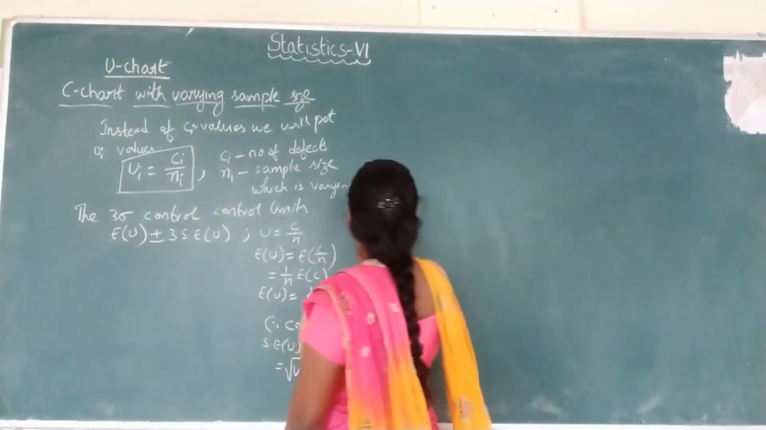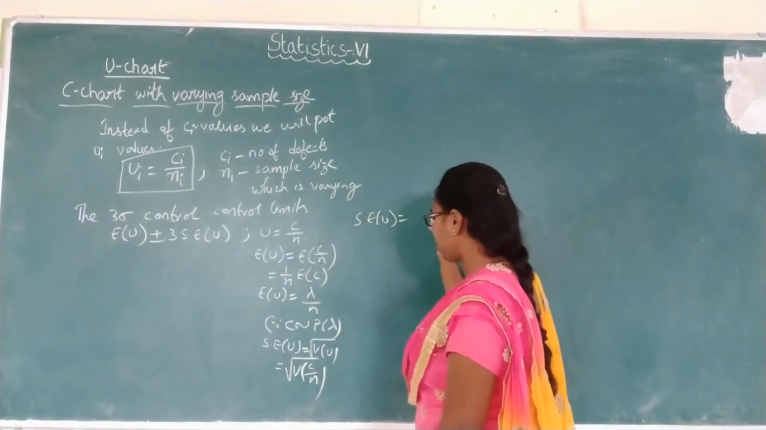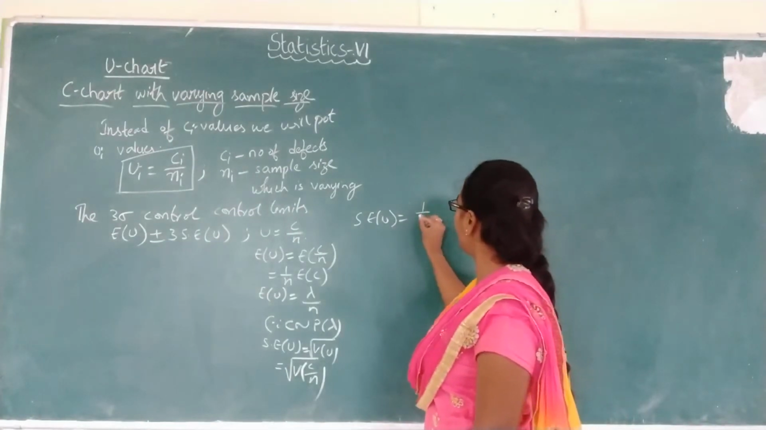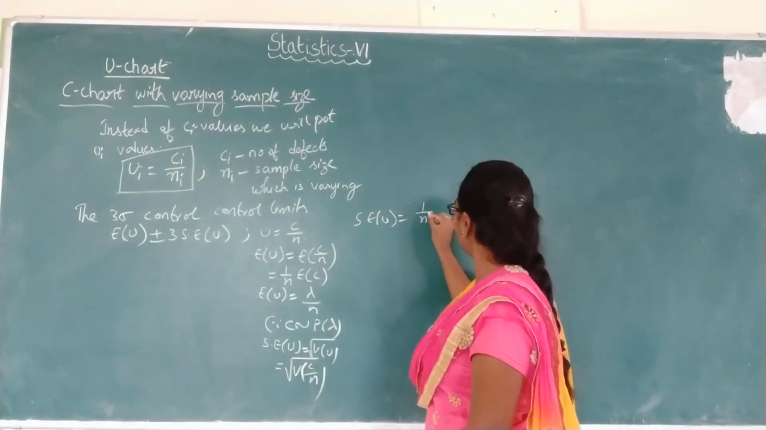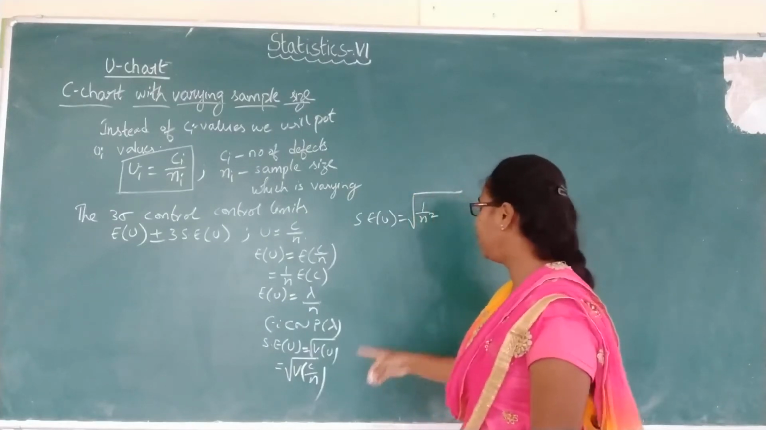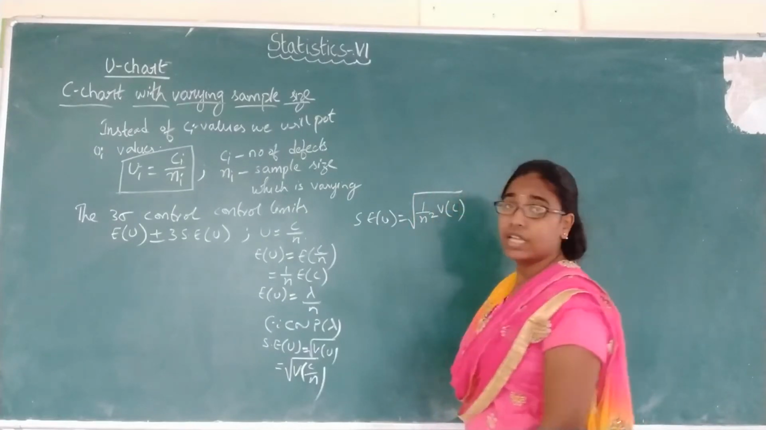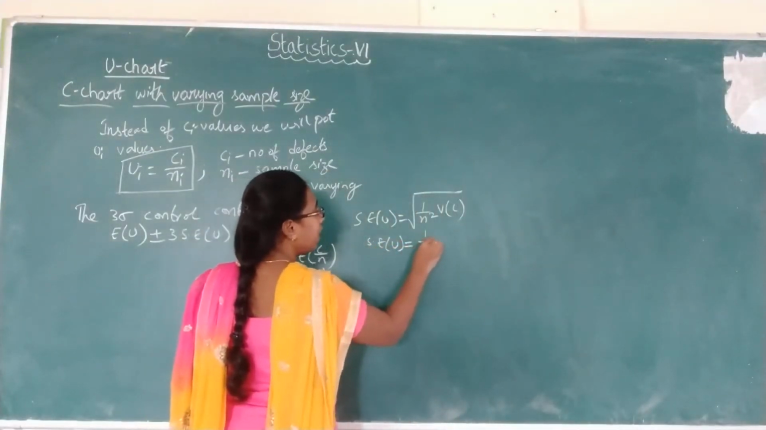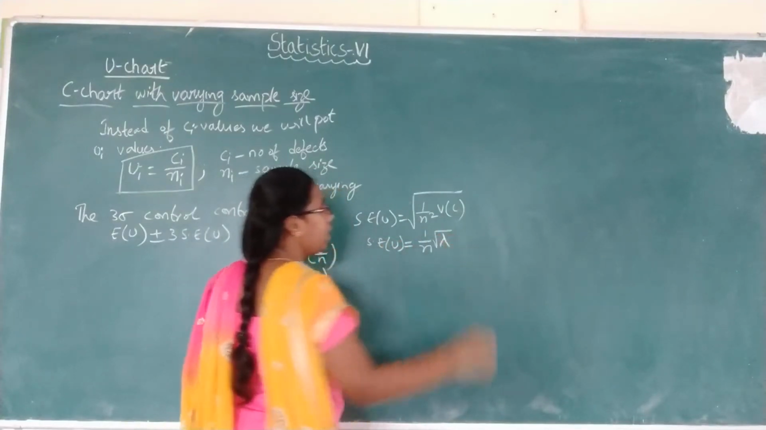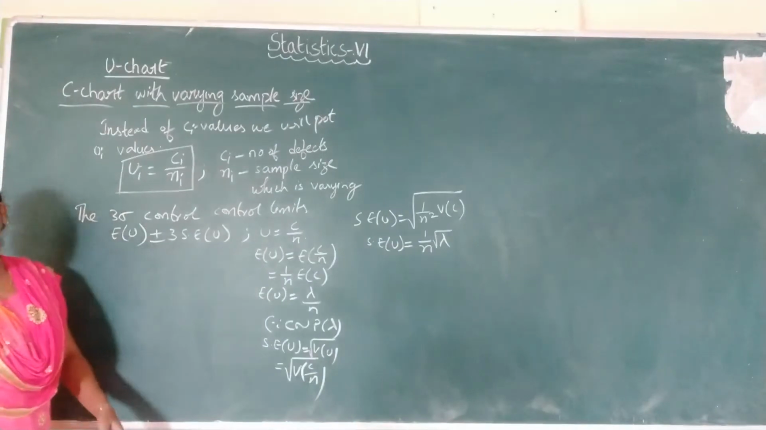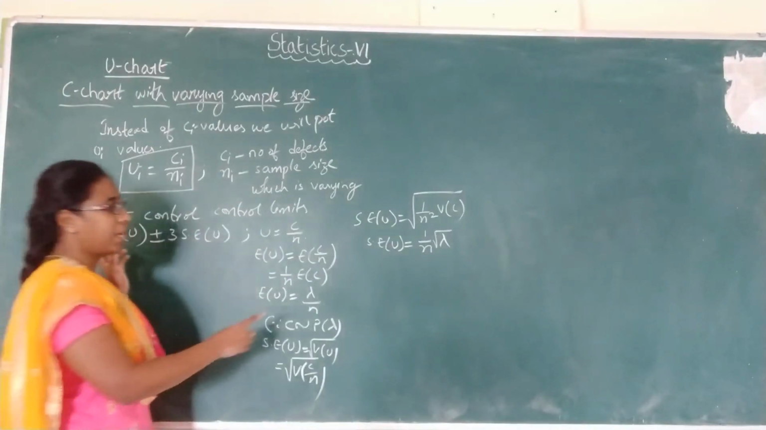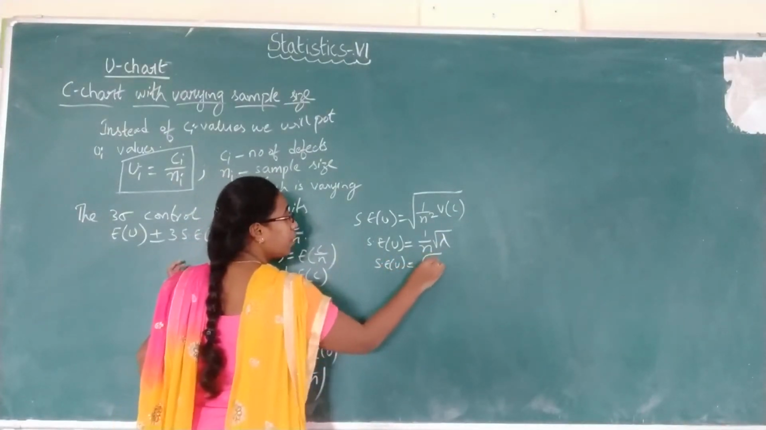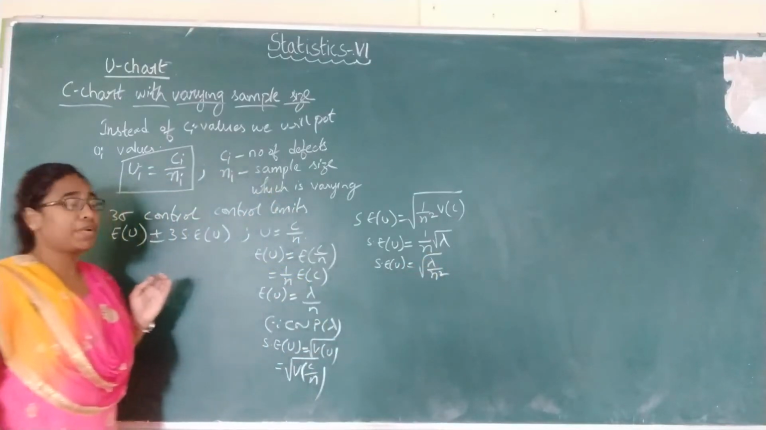Therefore, the standard error of U: here 1 by N is constant, so its variance will be 1 by N square, the square root of 1 by N square into the variance of C. What is the variance of C? It is also lambda. So the standard error of U equals 1 by N root lambda. This is the required standard error formula. You can write it as 1 by N into root lambda, or as the square root of lambda by N square, depending on your requirement.